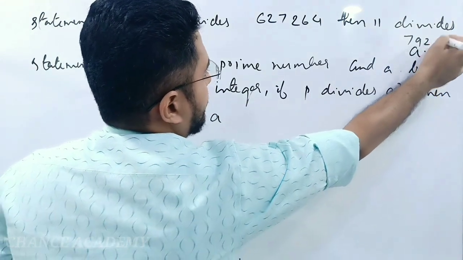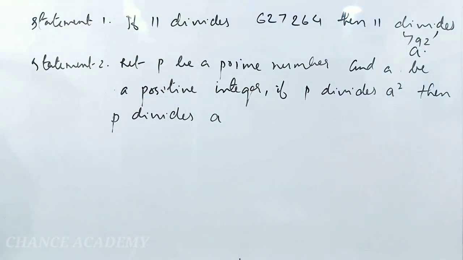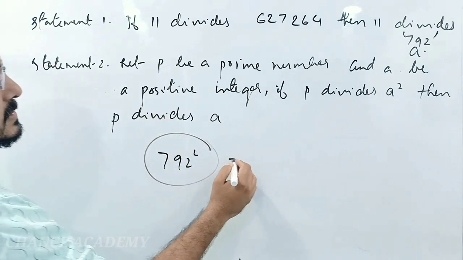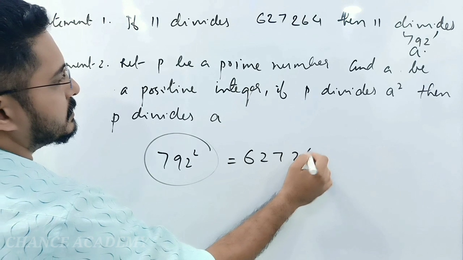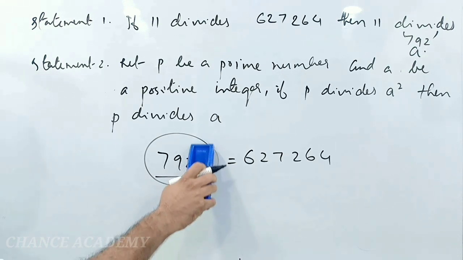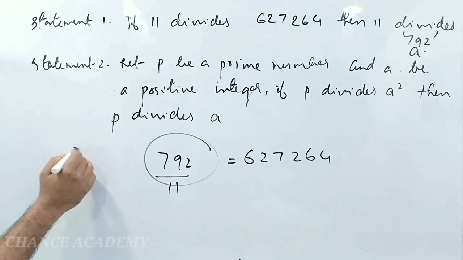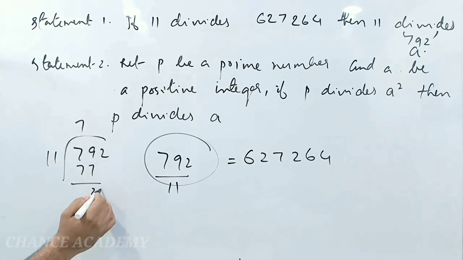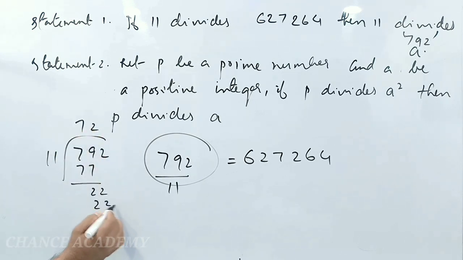Let 792 be the number, and the square of 792 is equal to 627264. What does that mean? 11 is a prime number, so 11 will be dividing 792. We can check whether 792 is divisible by 11. 77, you will be getting 22. So finally 0, it's divisible by 11.